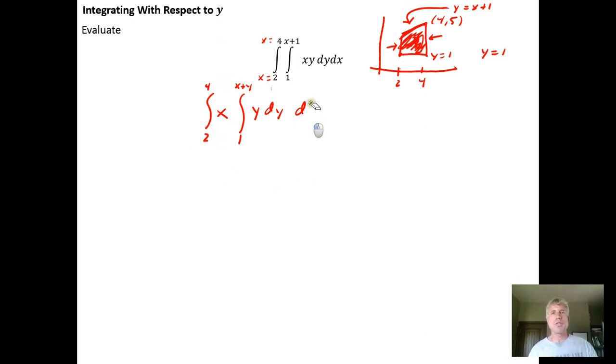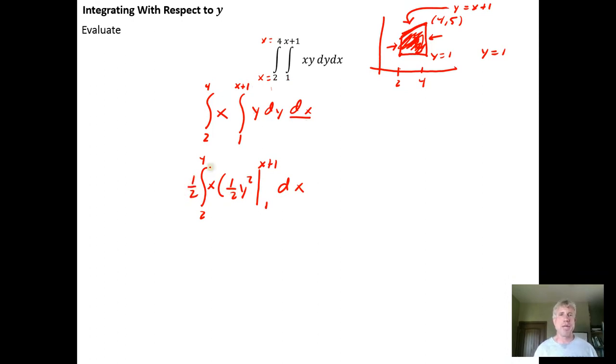So we integrate first with respect to y. So integrating y with respect to y, I'm going to get the integral from 2 to 4. x is being held constant. Integrate the y. The antiderivative of y is going to be 1/2 y squared, and it's a definite integral running from y equal 1 to y equal x plus 1. So running from 1 to x plus 1. And then I have it integrated with respect to x next, so it still has the dx. And 1/2 is a constant, which can be pulled all the way out front.